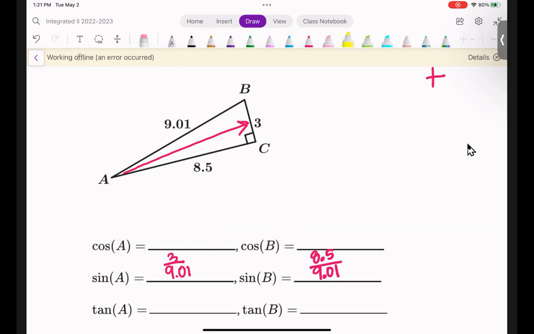All right. When you have your answers for cosine A and cosine B, don't just switch your answers. Actually find it using your triangle.